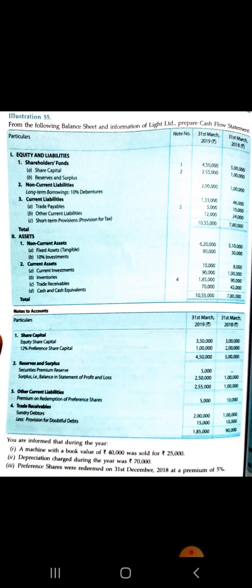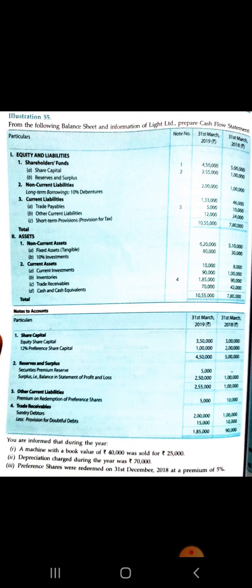10% investment 80,000, 30,000. Current assets, current investments 10,000, 8,000. Inventories 90,000, 1 lakh. Trade receivables 1,85,000, 90,000. Cash and cash equivalents 70,000, 42,000.